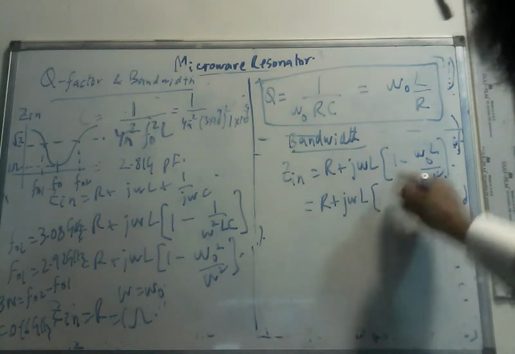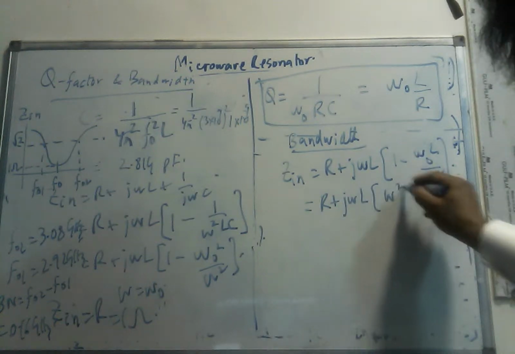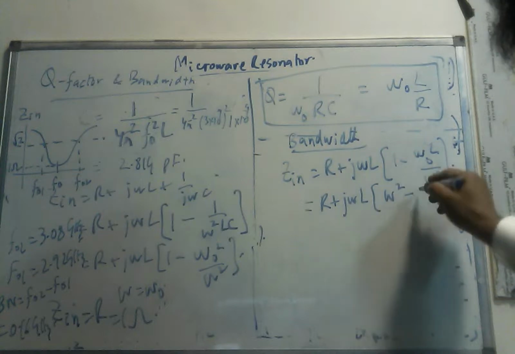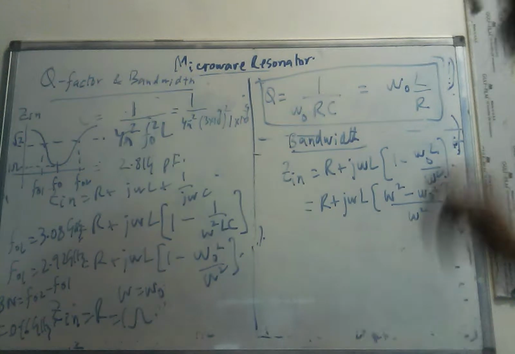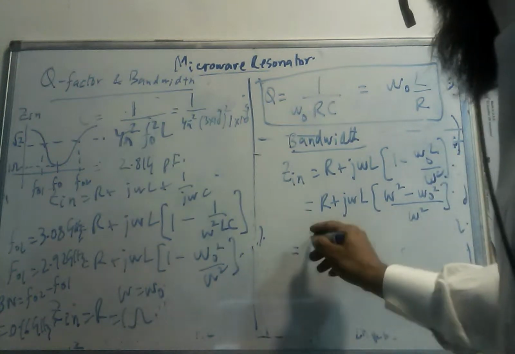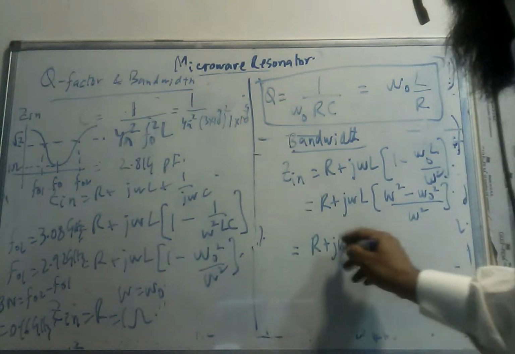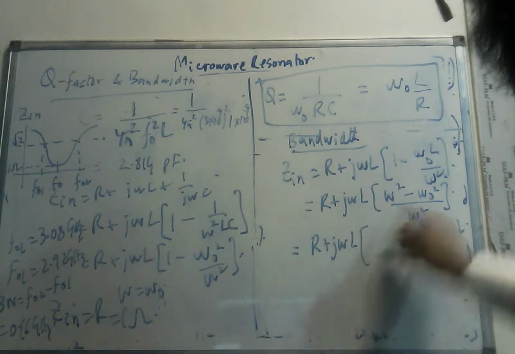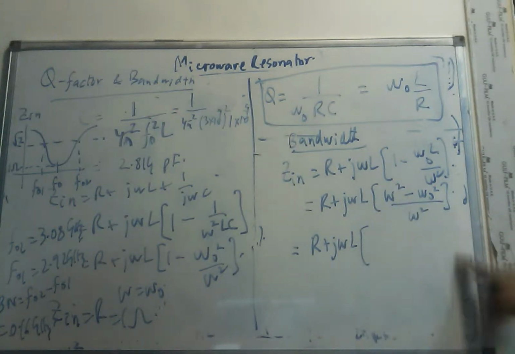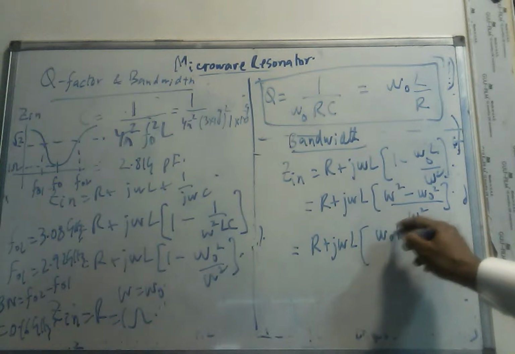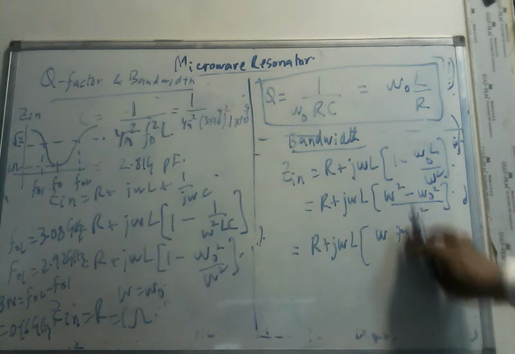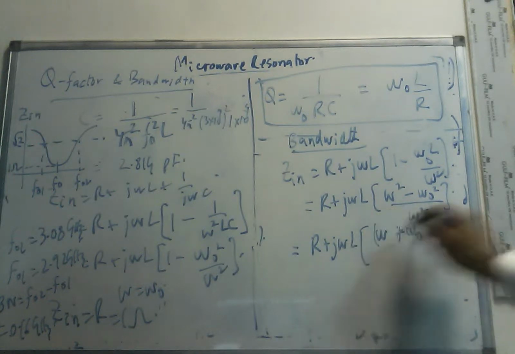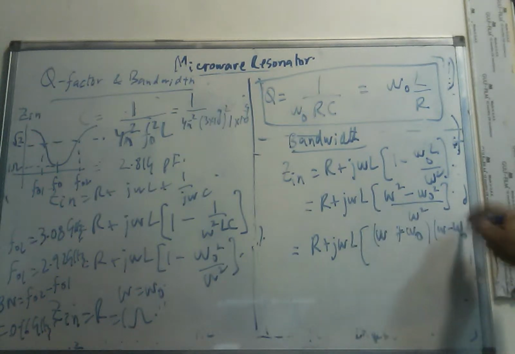equation, and I put omega square, I just solve it here, omega naught square divided by omega square, and this is equal to R plus j omega L. Now this is omega square, two squares, and there is a subtraction, so I can just write it in the form of A plus B and A minus B. So I have omega plus omega naught and omega minus omega naught divided by omega square.